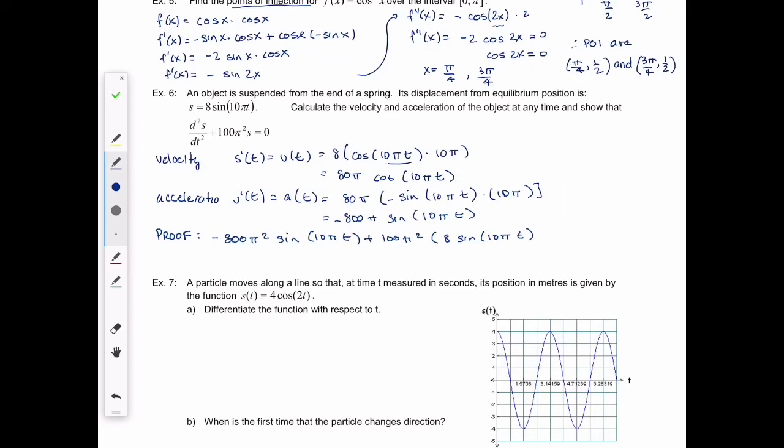So here we go. If I multiply the 8 with the 100, we can see that there are opposite signs. We're going to have 800, and everything else is going to repeat. So when I do that, I'll just write it out. We're going to have negative 800 pi squared sine of 10 pi t plus 800 pi squared sine of 10 pi t. And those are going to cancel out because they're opposite one another.